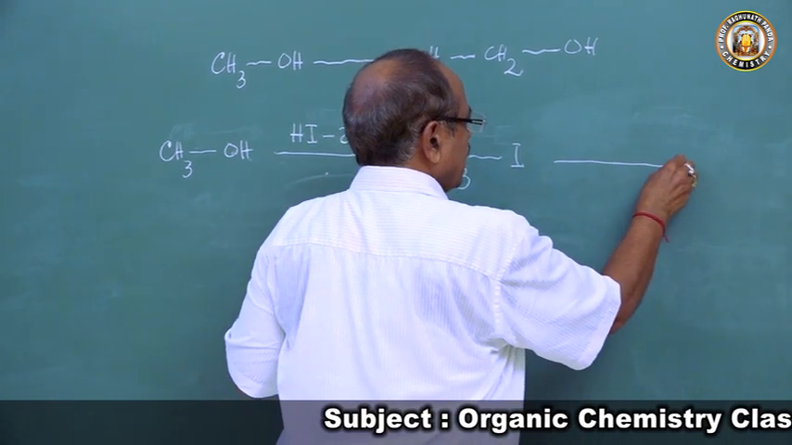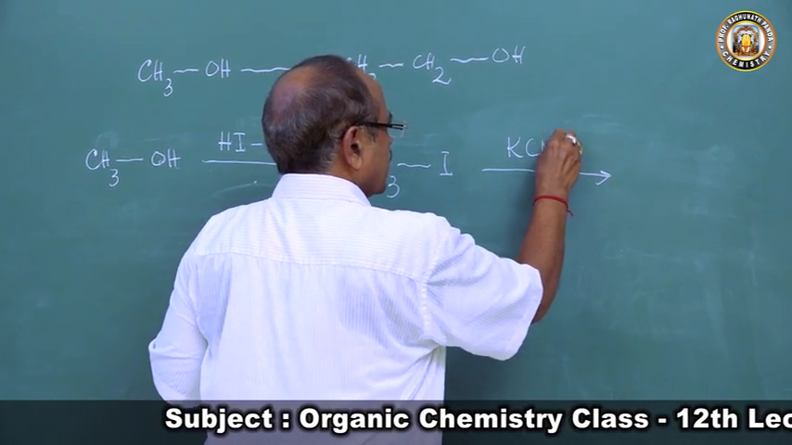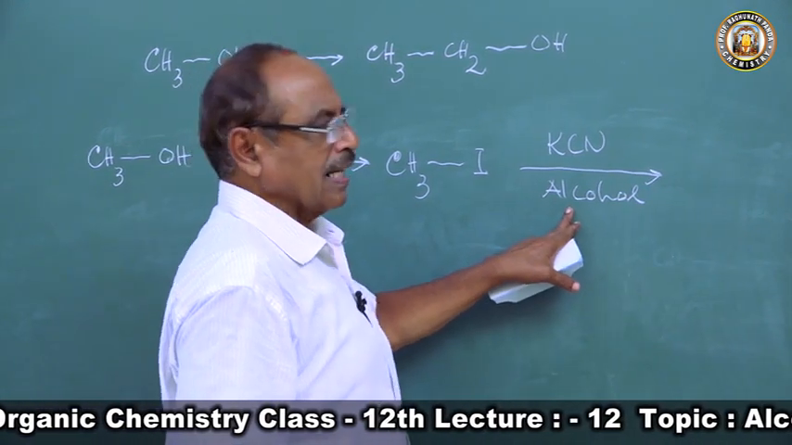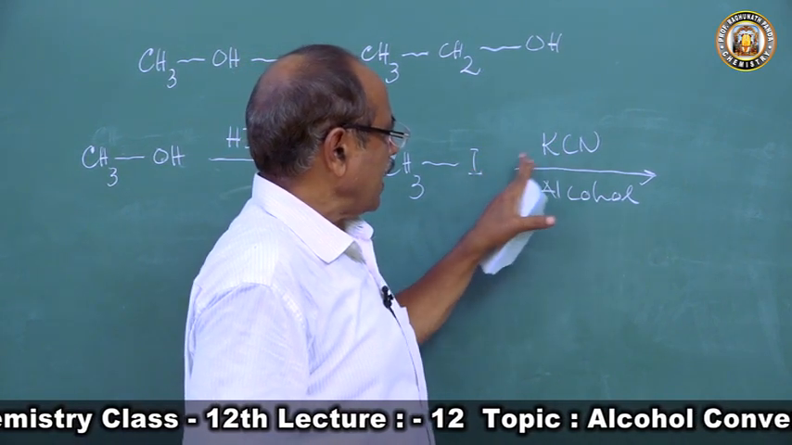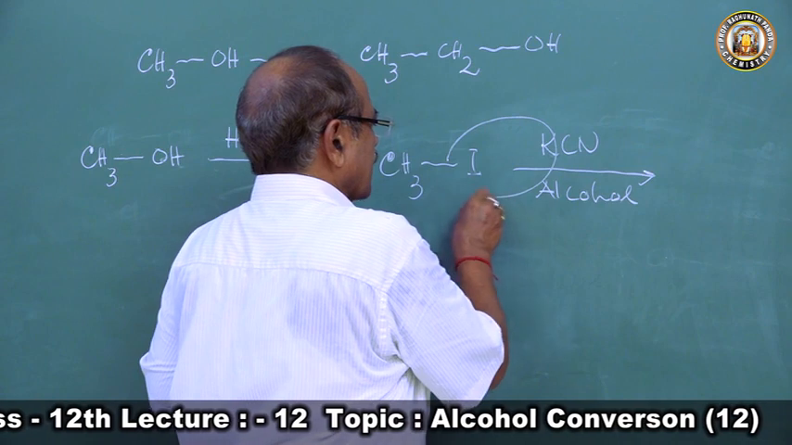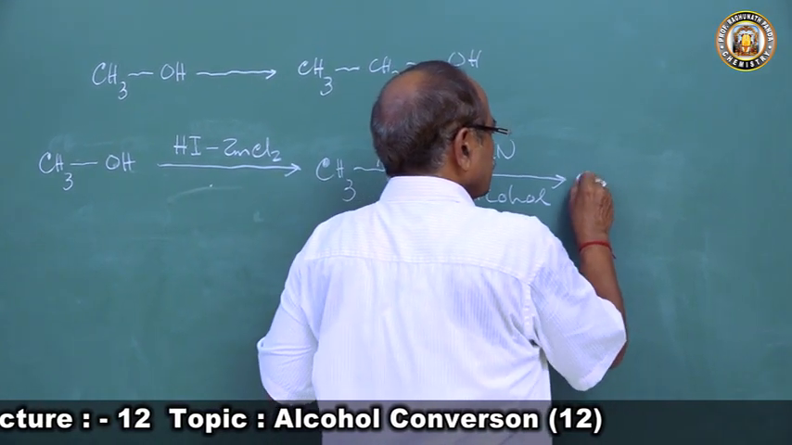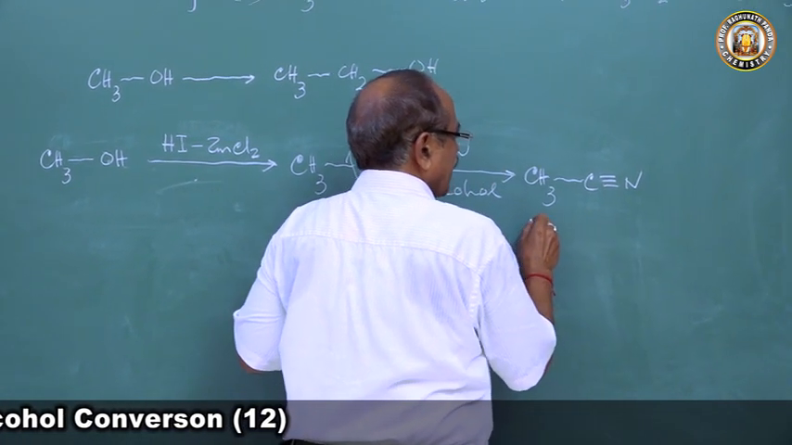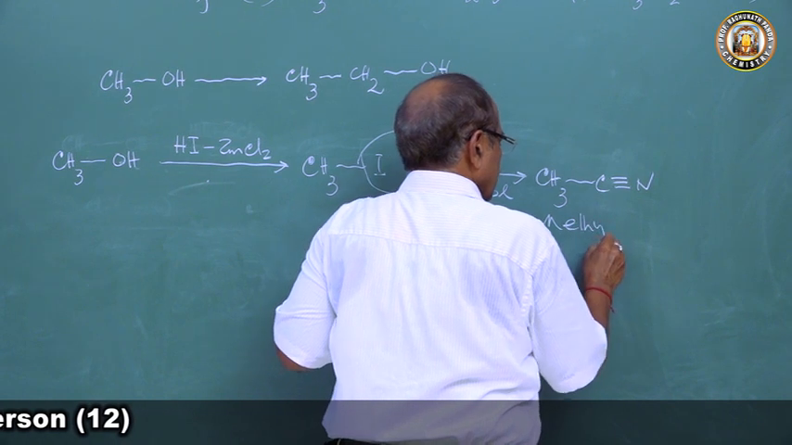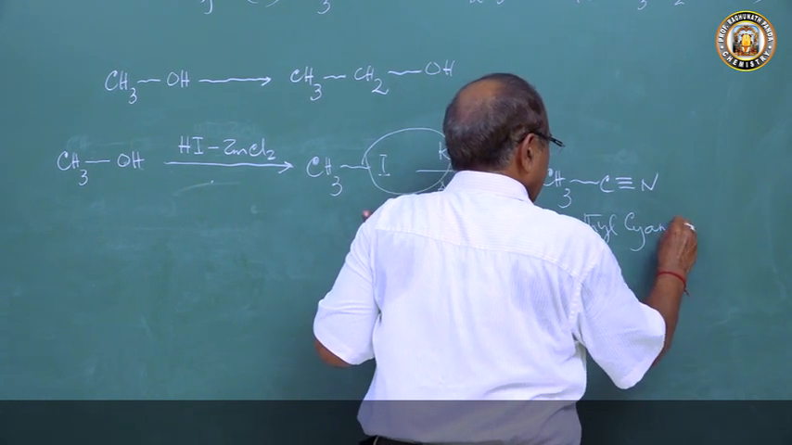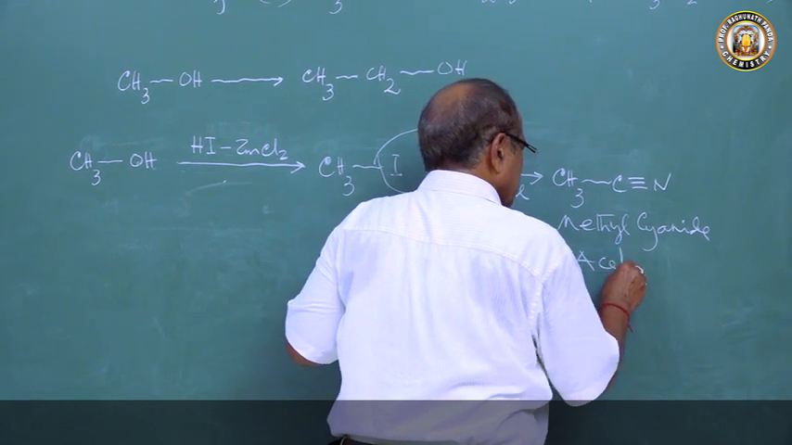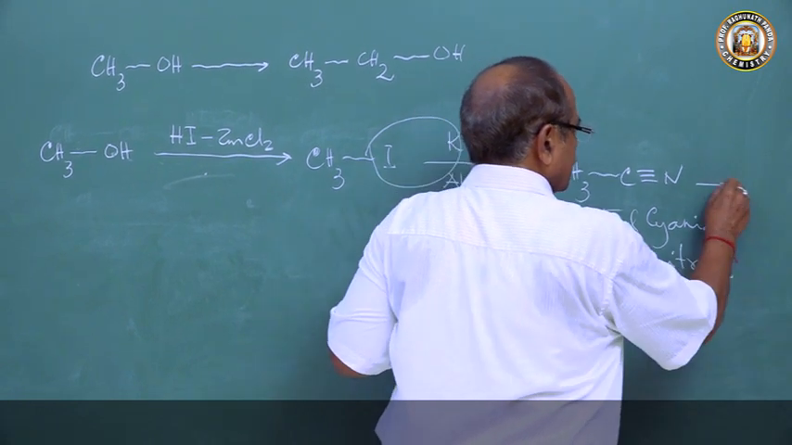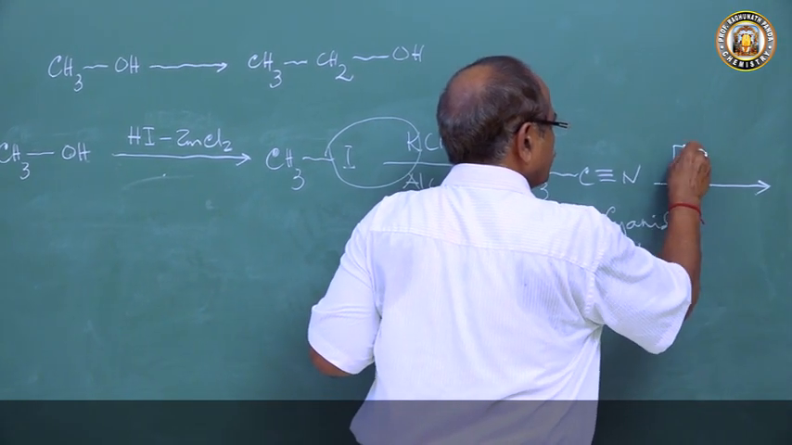Then this methyl iodide is treated with potassium cyanide in presence of alcohol. This reaction takes place in alcoholic medium, so potassium and iodine will go as potassium iodide. So they'll form methyl cyanide, CH3CN. Another name of this compound is also acetonitrile, and this acetonitrile is now reduced.